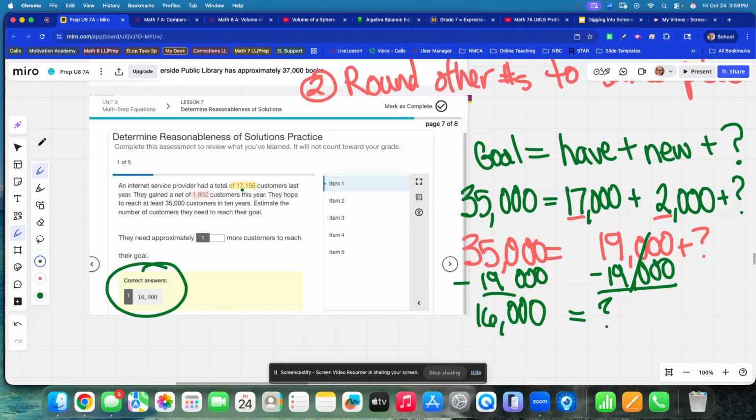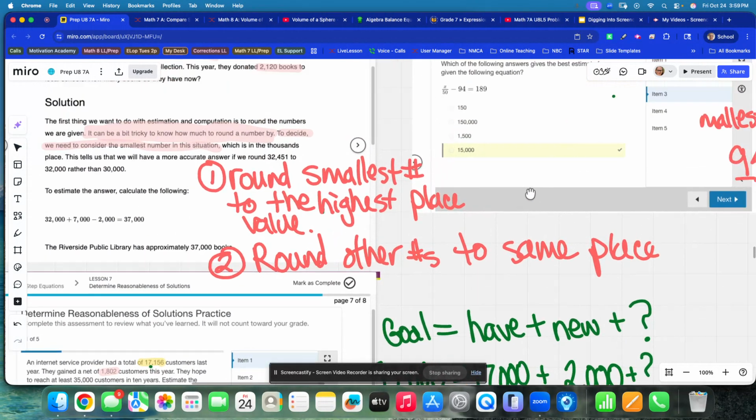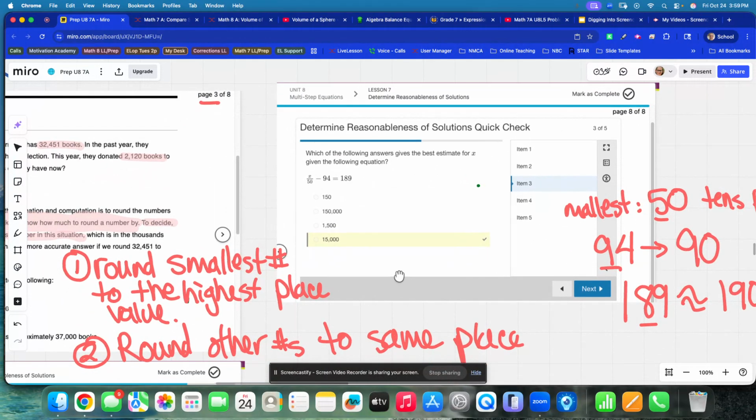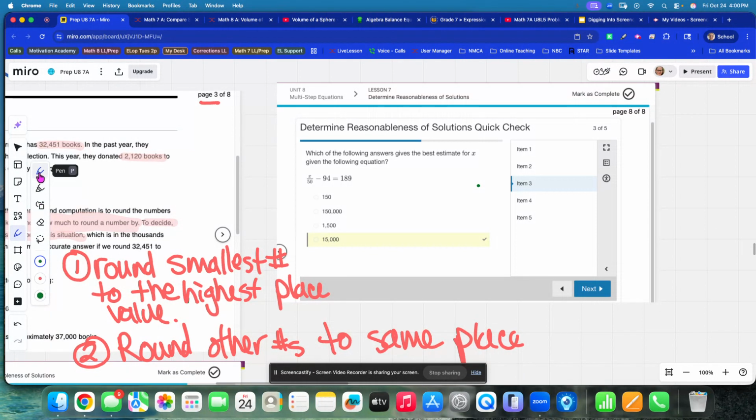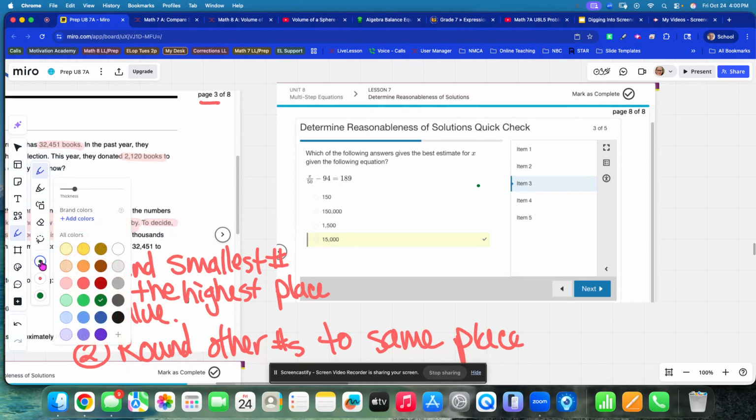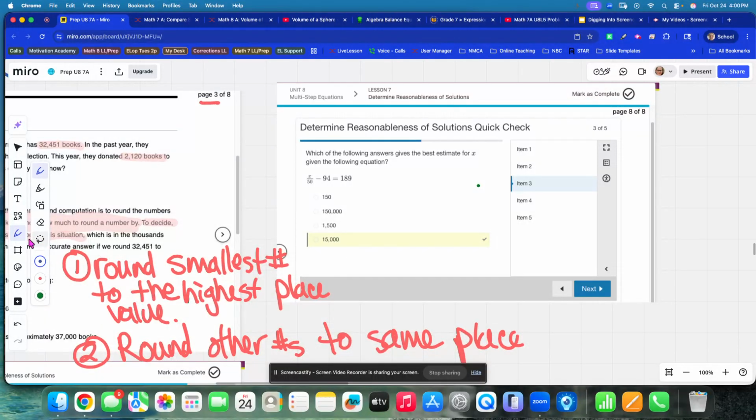Here's another problem where they ask you to estimate, and in this one I tried it, doing it the same way as that last one, and it didn't work out. That's what you see here. I found the smallest number, I rounded it to the highest place value, I rounded all the other values to that place value, and it did not work. So I'm going to show you what they want you to do with this one, and it's just kind of a bummer that they're doing it a different way. But I don't know what to say.